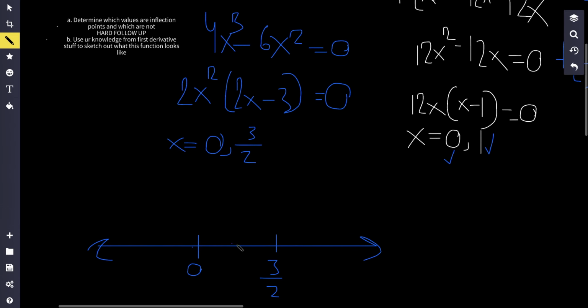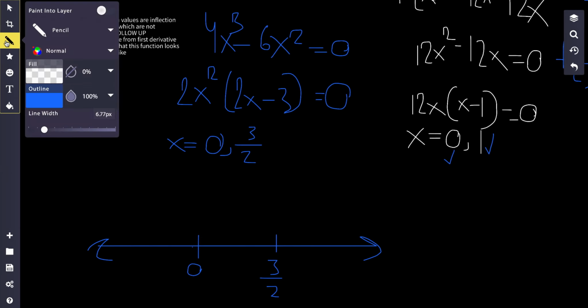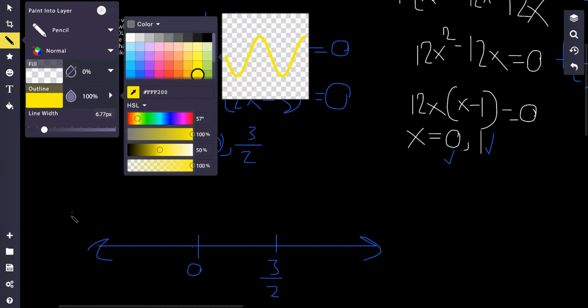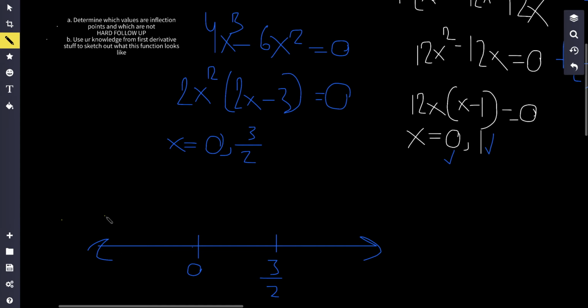It splits the number line once again into 3 parts. We're going to test a value from each part and see if our function is increasing or decreasing, to see if we have maximum points or minimum points. You'll see how all of that plays in when we actually graph the function.